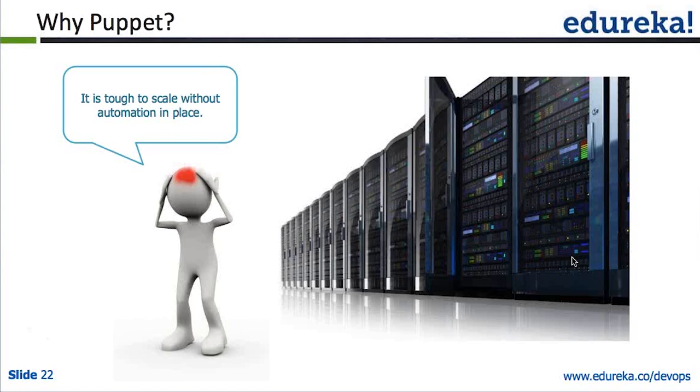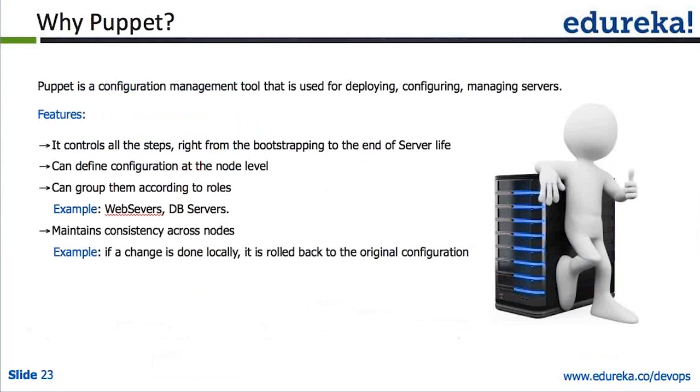Now, if you manage your own infrastructure, how would you achieve it? If you have something like, say, Puppet, you can auto scale it. You can define some kind of rules in place where it says that, okay, the moment it goes beyond a threshold, you add some capacity, you auto scale your infrastructure. So Puppet is a configuration management tool that is used for deploying, configuring, and even managing servers.